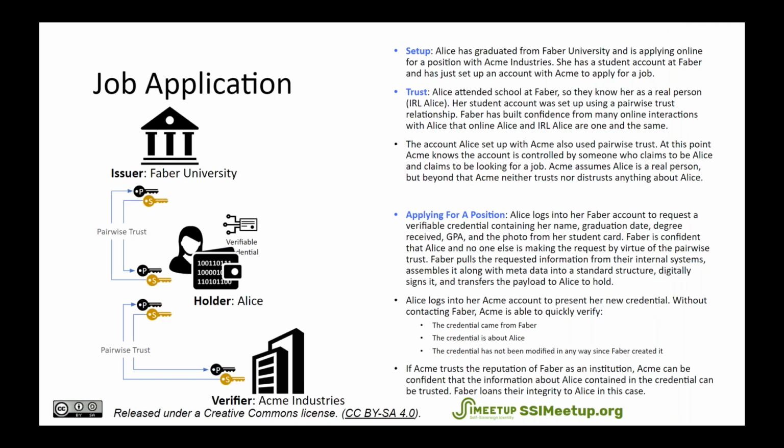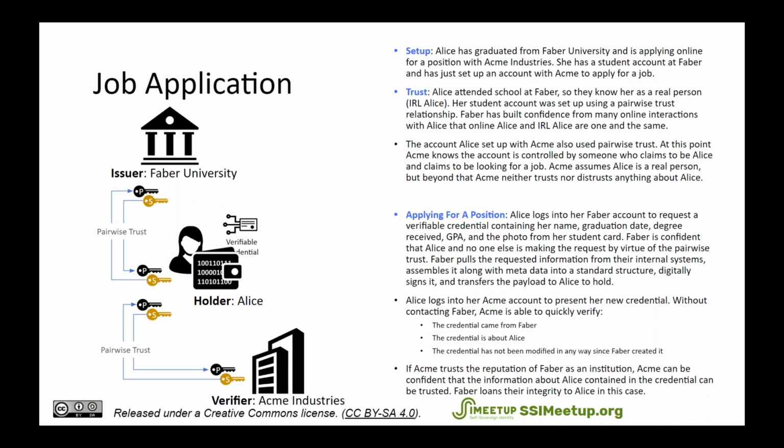And the first scenario is around a job application. So we talked a little bit about the mechanisms of the credential and so forth, but I want to talk a little bit about the evolution of trust across this scenario, because I think that's super important. And the setup is we have Alice and Faber University, where Alice went to school, and we have Acme Industries, where now that Alice has graduated, she wants to apply for a job.